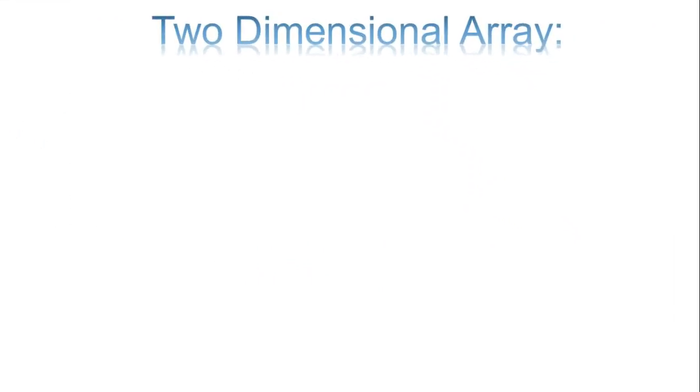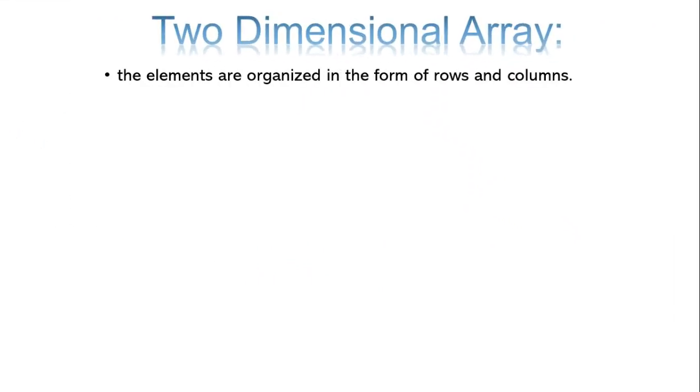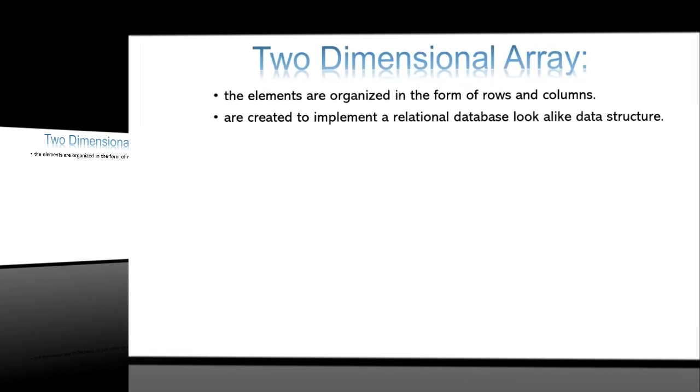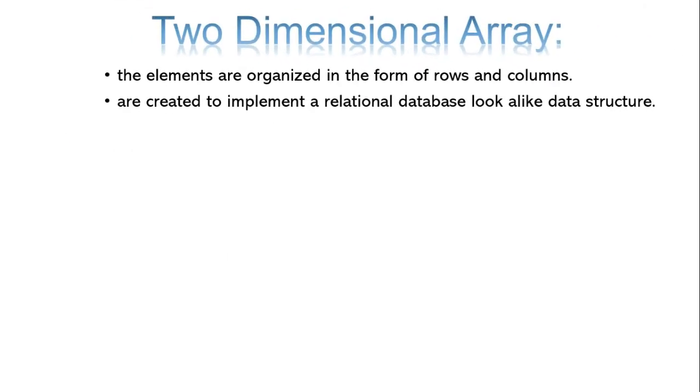The two-dimensional array, or 2D array, is organized as matrices, which can be represented as a collection of rows and columns. 2D arrays are created to implement a relational database lookalike data structure. In a two-dimensional array, you use two indices to access elements, one for the row and one for the column. The size or length of a two-dimensional array is typically expressed as the number of rows and columns.